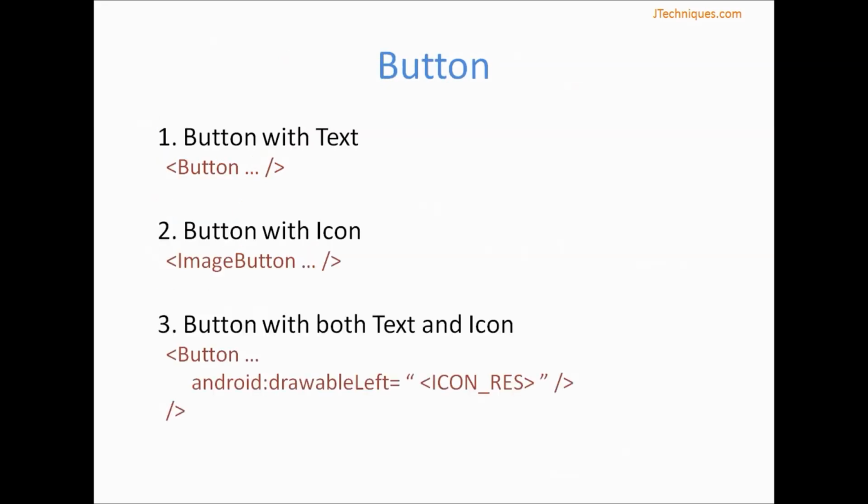When we create a button, we could create a button with only a text or with only an image, or we can create a button with both text and the image. Android provides all the possibilities. We can use a button tag to create only button with text. We can use image button to display a button with image, or we can use a button with a reference to drawable to display both text and icon.